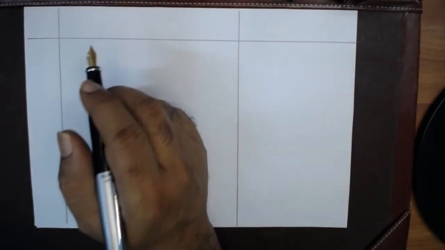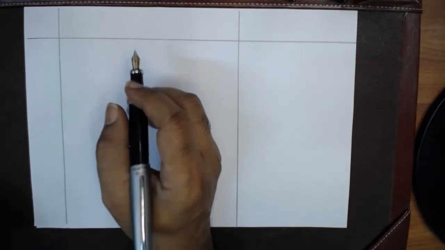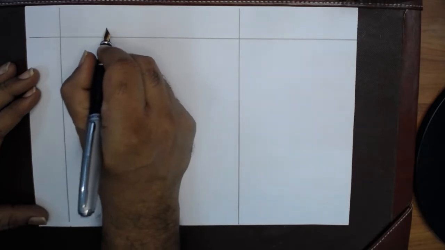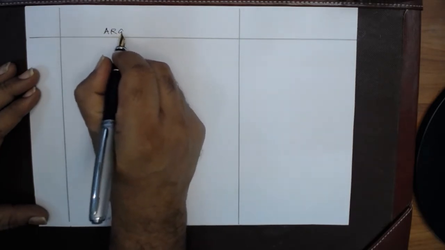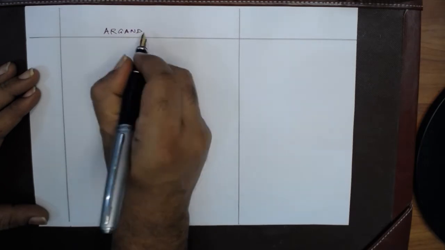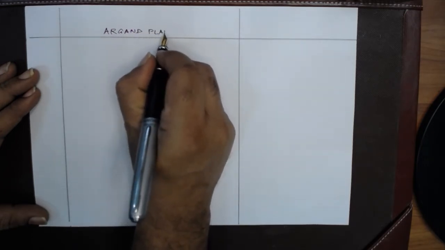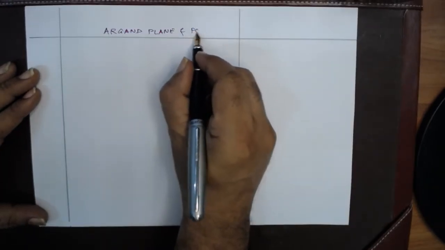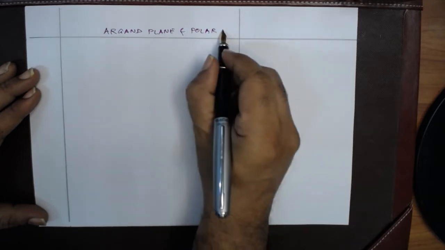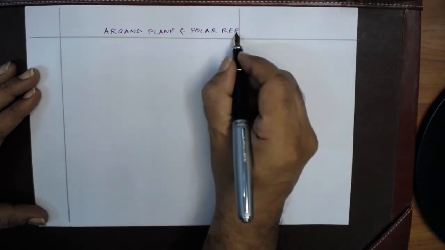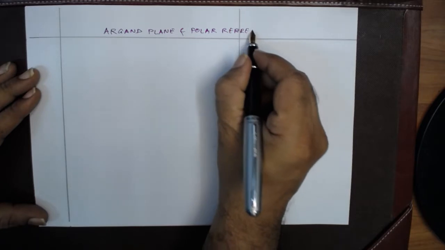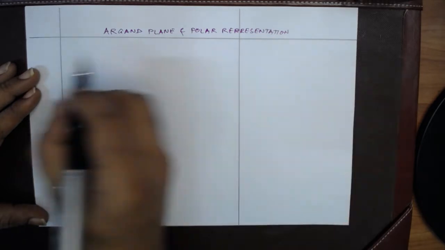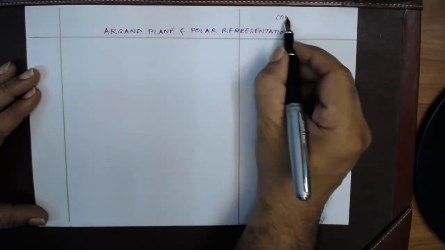Argand plane and polar representation. This comes under complex number.